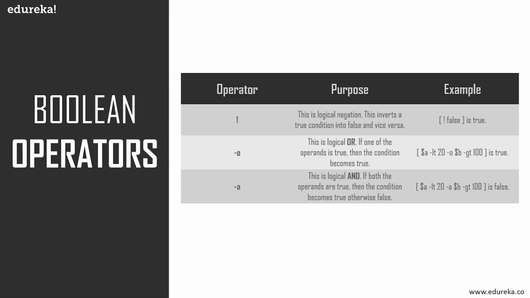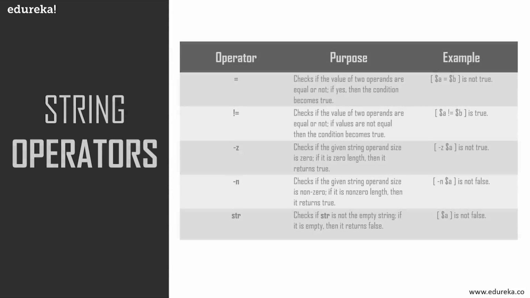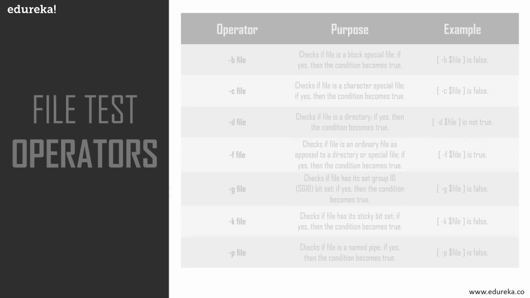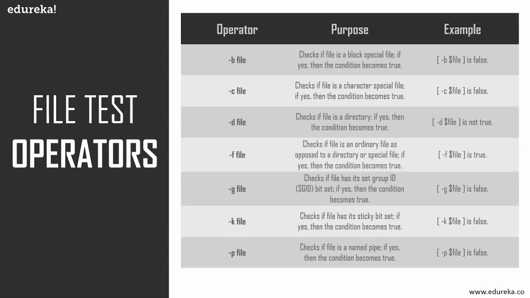Then we have the Boolean operators, which are just three. There is the logical negation, logical or, and logical and. And finally, we have the string operators, which are equals, not equals, check if operand is 0, not 0, and check if string is empty. And finally, we have the file test operators.